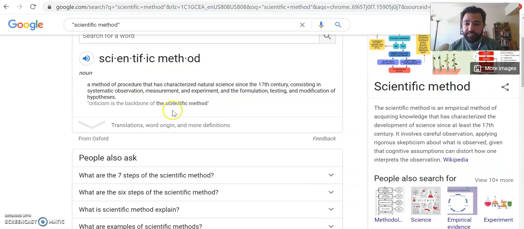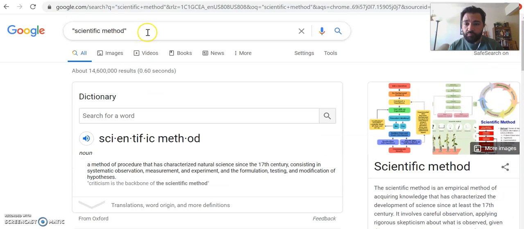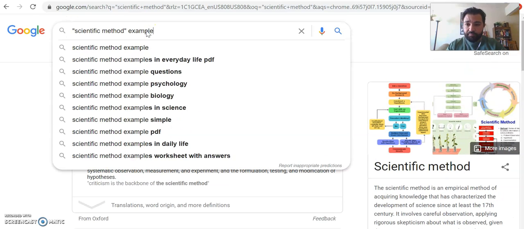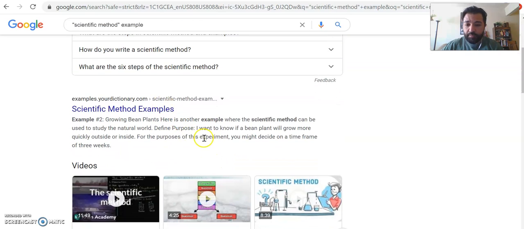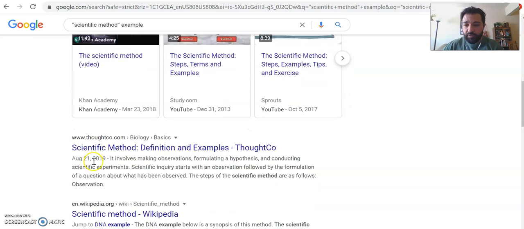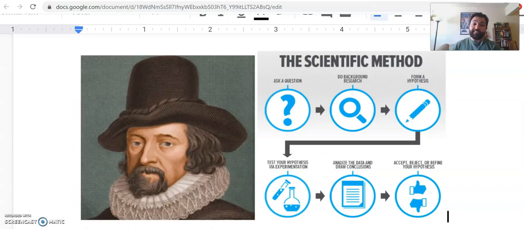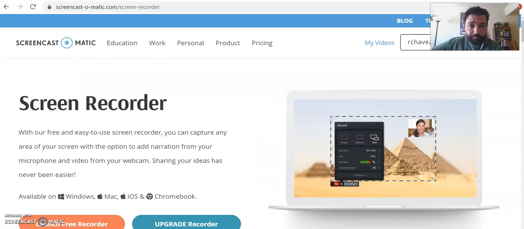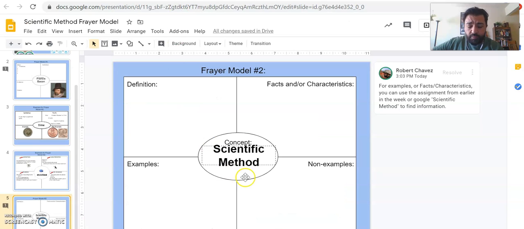Okay, so you could use your dictionary there. You can add scientific method example, right? And use something that comes up here. I'm not going to go into it all the way with you guys, but you can search for an example of a scientific method by Googling the words scientific method example, that'll get you there. So do that. Once you go to non-examples, it's just going to be something that is not the scientific method.